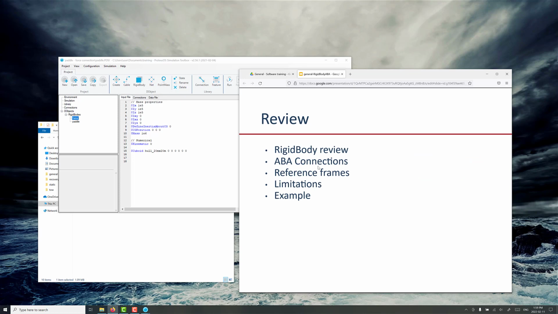So just to review, we went over some review of rigid bodies and rigid body frames. We talked about the ABA connections. We talked more about reference frames with the joint connection frames. We talked a little bit about limitations and went through an example, both ABA and force connection example with rigid body.